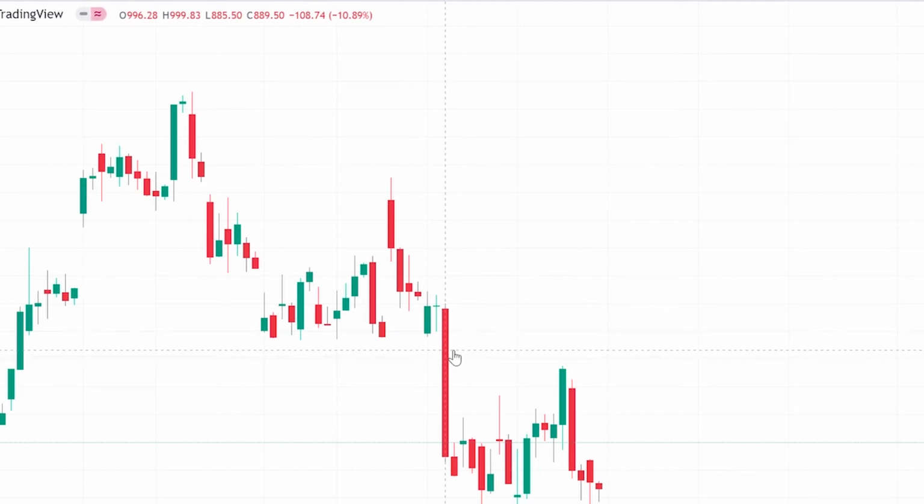So here what it tells you is the stock opened at $996. It had a high of $999 in that time frame. It had a low of $885, and it ended up closing at $889.